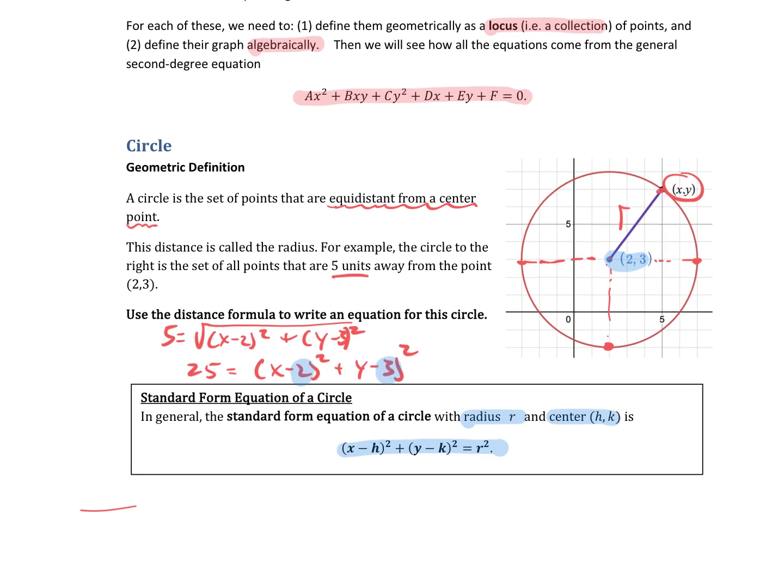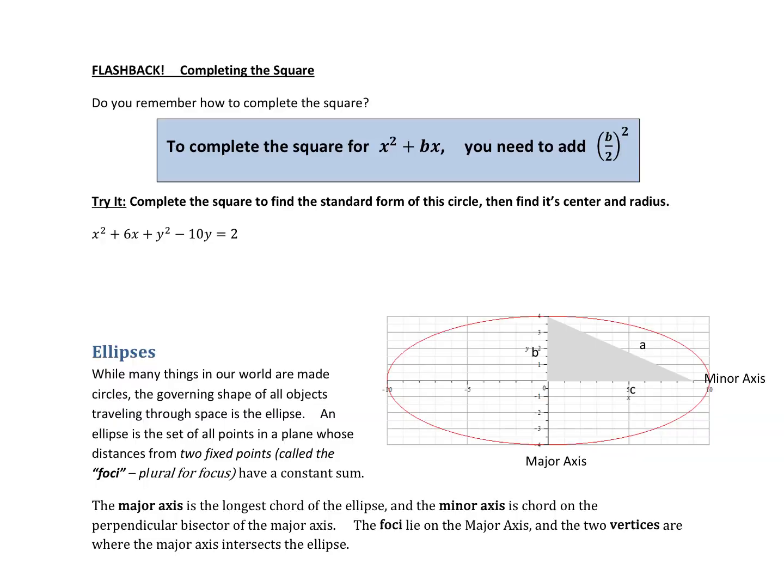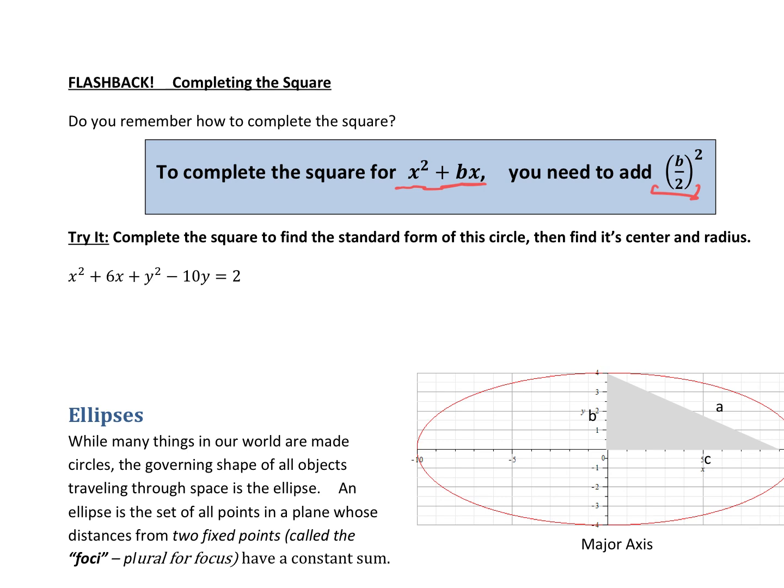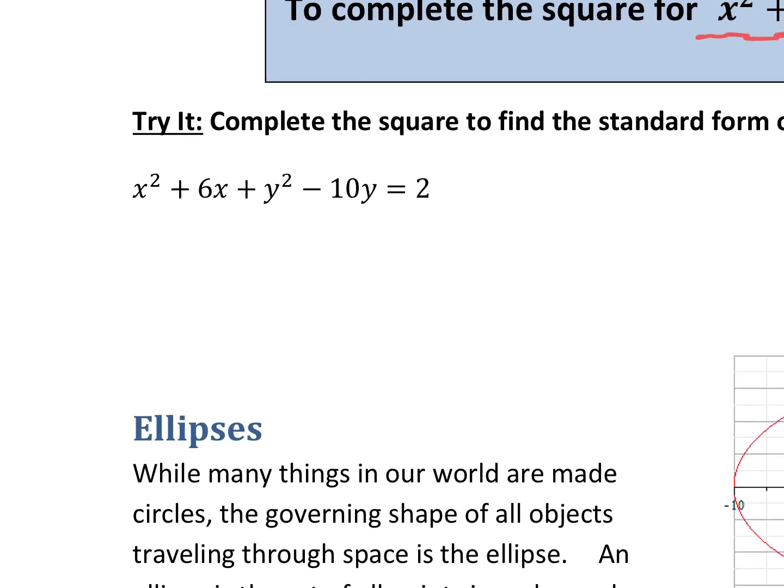So this is something we want to recognize as the equation of a circle. Sometimes we'll have an equation that doesn't look like that circle equation, but we might be able to change it so that we can find out that it is. So we're going to use some completing the square here. A little flashback. To complete the square, if we have x squared plus bx, we need to add b over 2 squared to make it a perfect square that we can factor. So here we want to complete the square to find the standard form of this circle. Then we'll find the radius and the center.